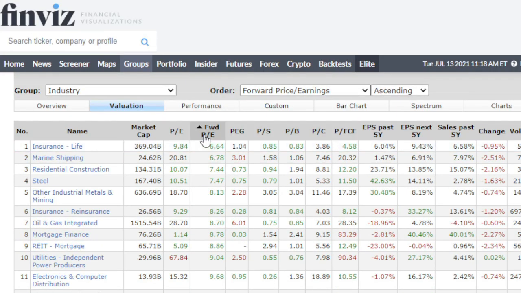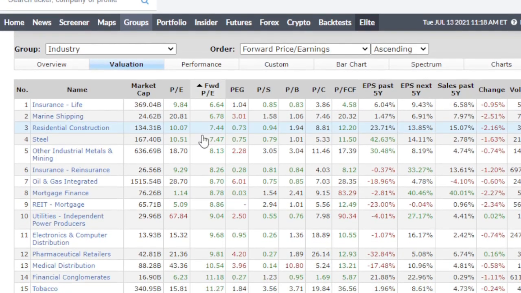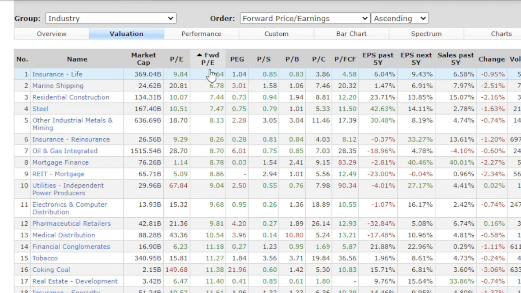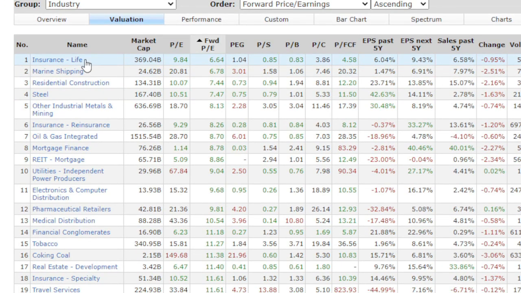Now from a forward PE standpoint, and this is going from low to high, you've got life insurance, marine shipping, residential construction, steel, insurance, oil, gas, REITs, utilities, medical distribution, pharmaceuticals. So right now, those particular industries have the lowest forward PE.